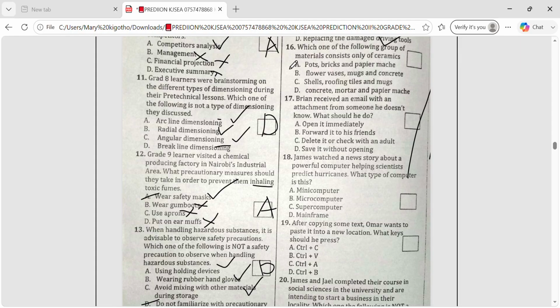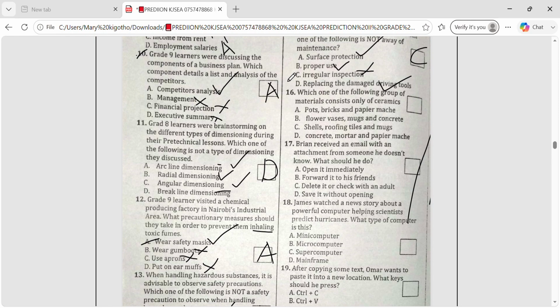Let's now go to question number 16. Which of the following group of materials consist only of ceramic materials? Only of ceramic materials. So you can pause the video and answer that question. Now let's see. You know that the characteristics of ceramic materials, they are hard, brittle materials made by shaping and firing hardening clay or similar materials.